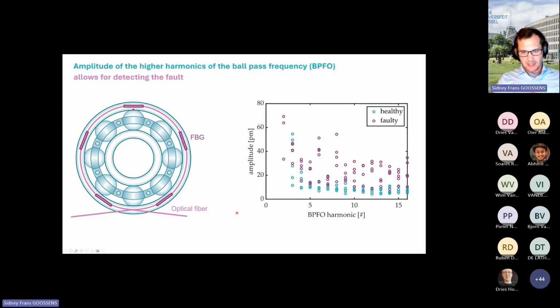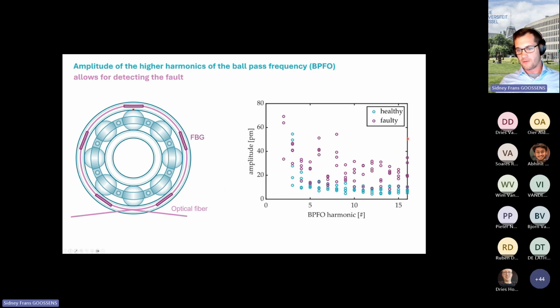Now, we looked at not just one amplitude of the strain signal. We looked at the strain signal at the BPFO frequency. What's the BPFO frequency? That's the frequency of the balls passing this damage here. And we look not only at that frequency, but at all its higher harmonics. And that's what you can see on the right graph. We have the number of the higher harmonics and the amplitude of the strain signal at that higher harmonic.